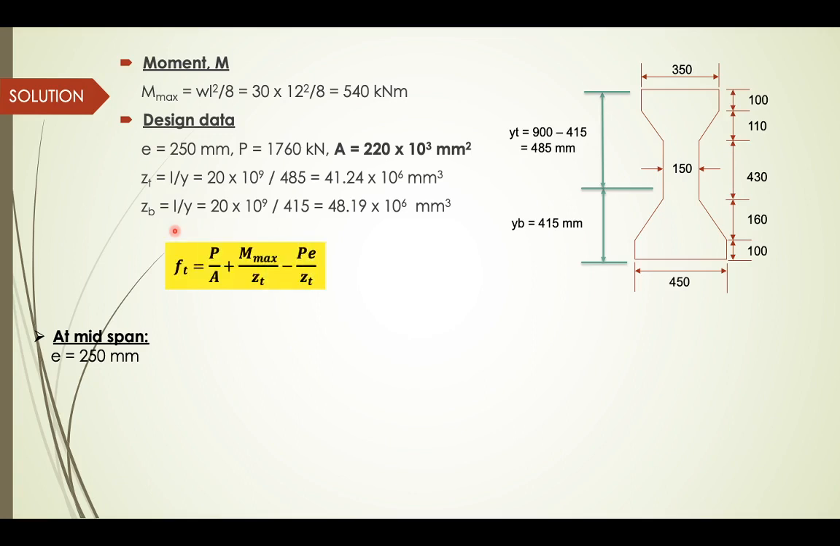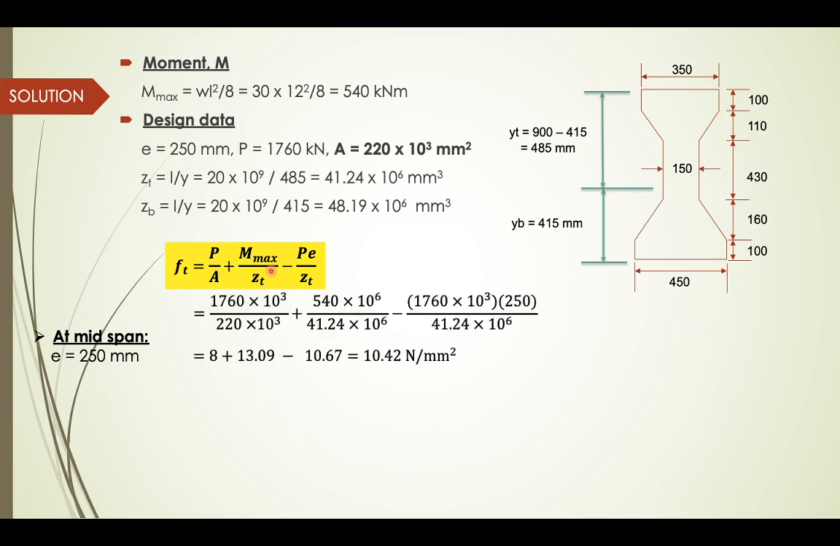Right, so this is the equation. I suppose you can still remember these equations, where we have P over A, which is for the beam itself, and then we add that up with the stresses due to the eccentricity, and also M max over ZT, which is due to the bending of our beam. So this is the equation.